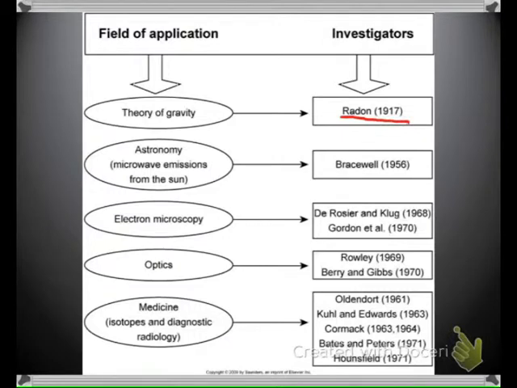actually used an algorithm in terms of researching the theory of gravity. Bracewell used it for astronomy, and then we have electron microscopy, optics, and then we get into medicine. And so we see that there have been several uses of algorithms, such as Oldendorf, Kuhl and Edwards, Cormack, Bates and Peters, and then someone that we're very familiar with is Hounsfield in 1971. And so we'll examine the use of Hounsfield's algorithms and how there was need for improvement.